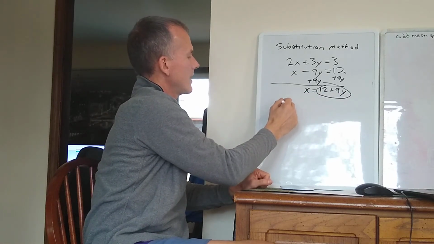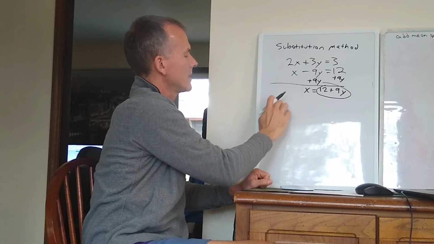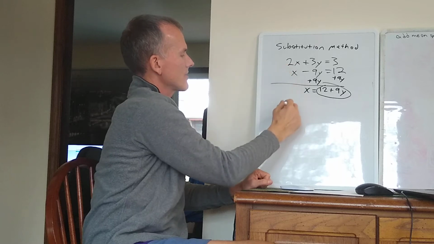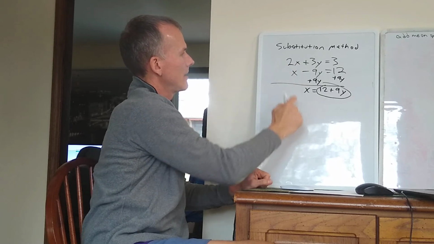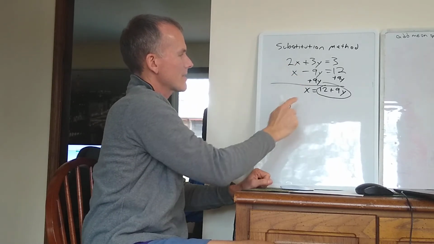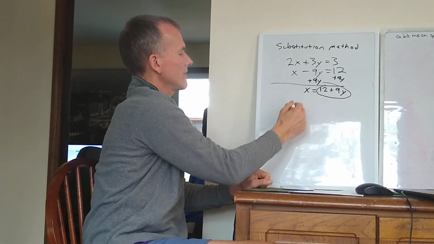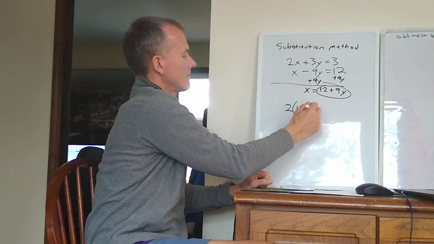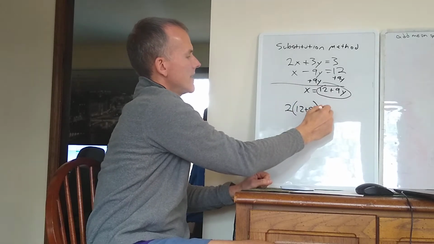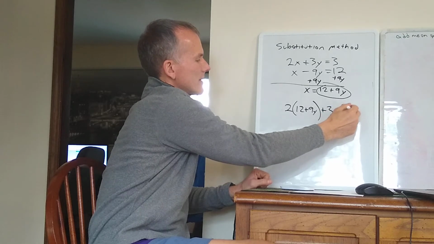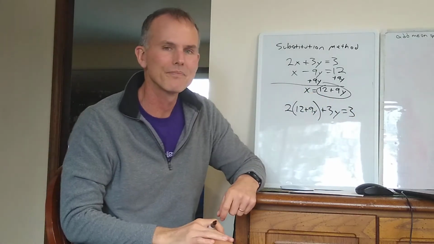So I'm going to write this top equation again. The first thing in that equation is a 2. Now, the next thing is x. This is 2 times x, but I'm not going to write 2 times x. I'm going to write 2 times this expression, which is equivalent to x. And then the rest of the equation, plus 3y equals 3, stays the same as it was before.